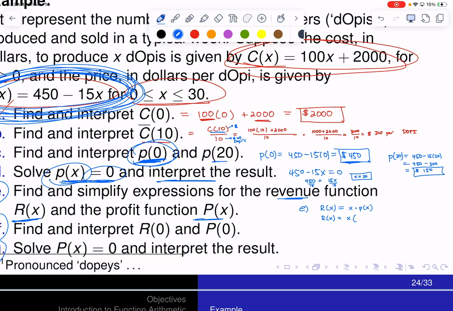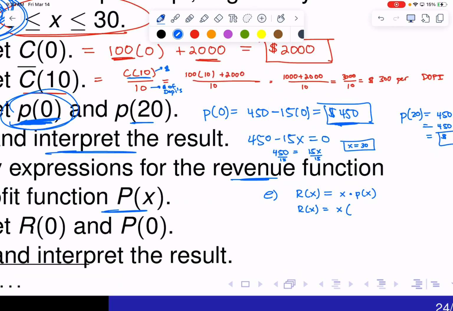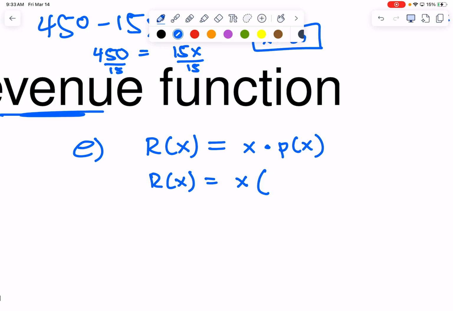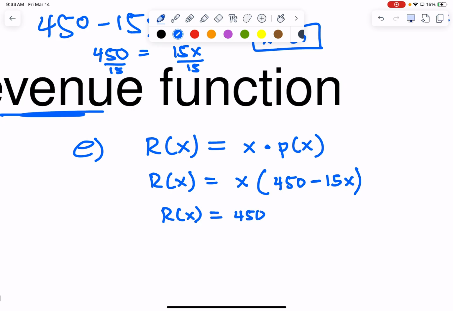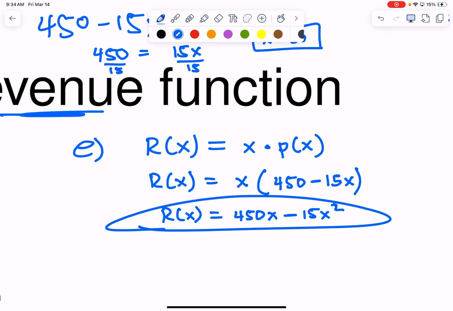So I'd actually figure out the generic equation for R of X, because without the R of X equation, you can't figure out the profit equation, and you won't be able to find the break-even point. So R of X is just going to be X times the price. The price equation is 450 minus 15X. So my revenue equation, you have to find this equation. R of X is equal to 450X minus 15X squared. There it is. Circle that, you need that equation.